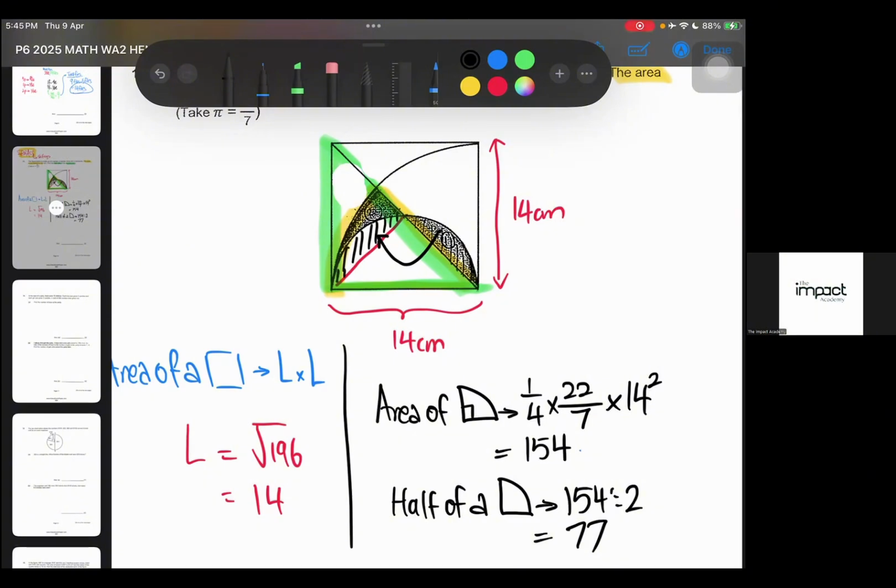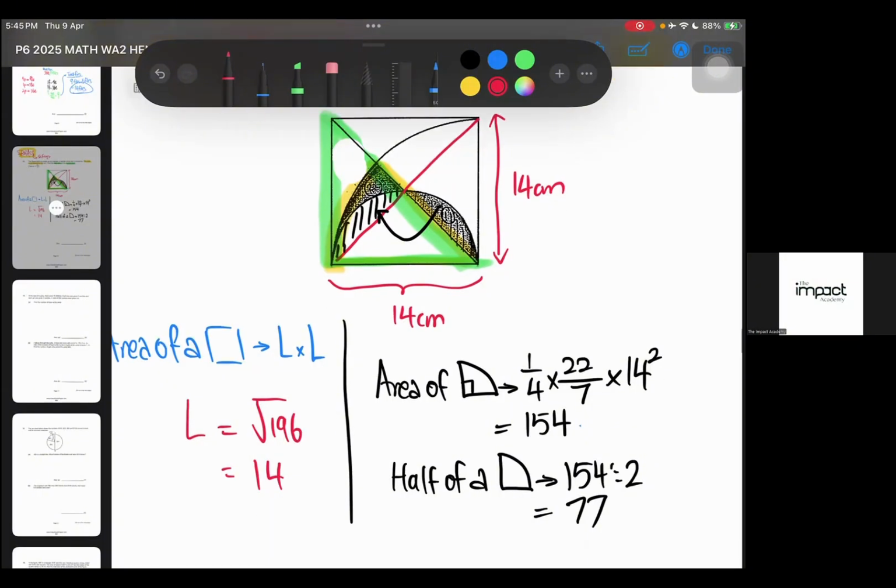Oh wait, no. What if you were to do it this way? What do you see over here? The same triangle. Yeah, exactly. You get what I'm trying to say now. I want you to think.